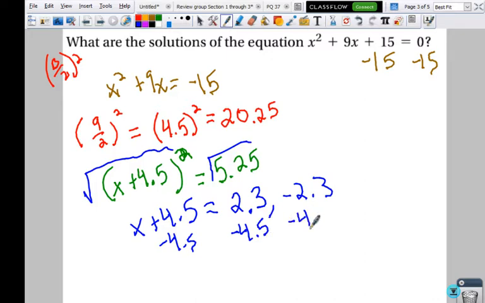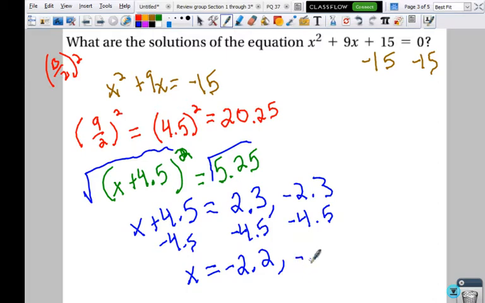Gabe, plug the first one in. What's 2.3 minus 4.5? Negative 2.2. And then what's negative 2.3 minus 4.5? Just toss a negative right at the very front. It's going to be negative 7.8 maybe? Nope. Negative 6.8.